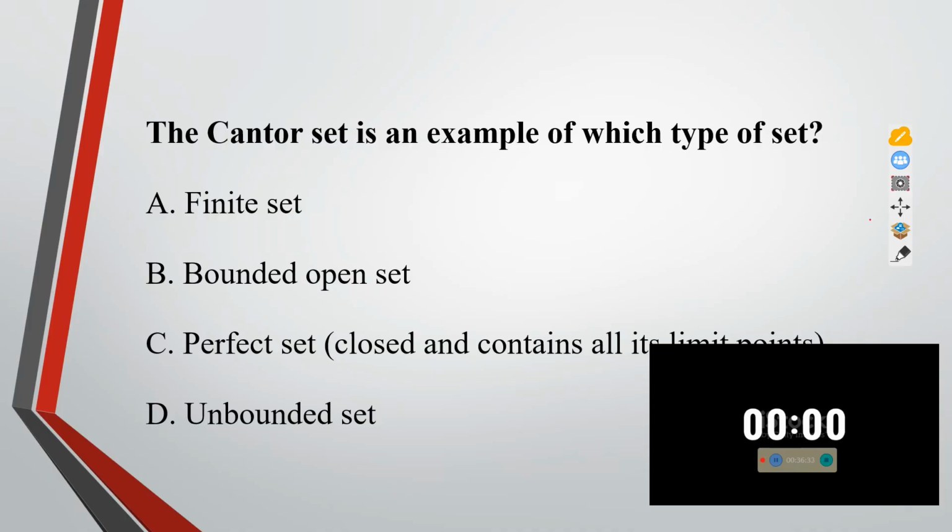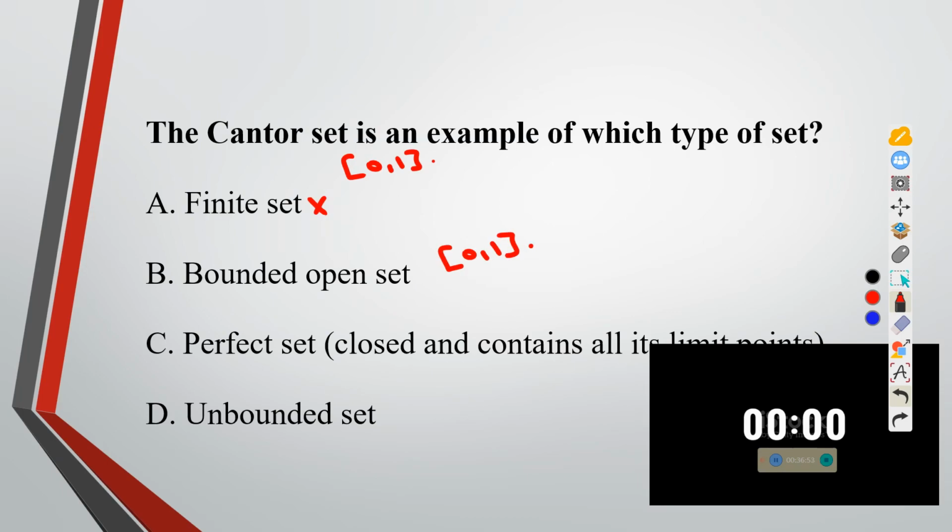The Cantor set is an example of which set? Finite set. This is not true. This set here is actually not finite. So this is uncountable. So this is out. Bounded open set. Our set is a bounded closed set.